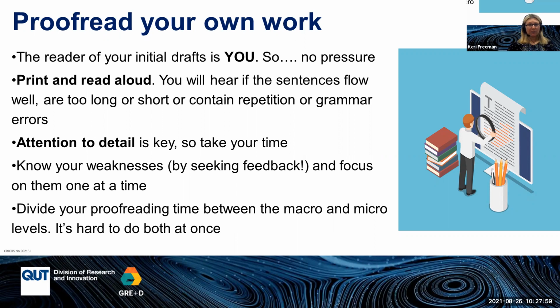When you're proofreading, you already potentially have a few ideas of your weaknesses, so you can focus on those. And as I said about your micro and your macro, your coherence and your cohesion, divide your time up. It's really difficult to do both at once. So perhaps look at the big picture first. Is everything flowing well? Is everything there that I need? Is the structure going well? Then you can look at the micro, the cohesion of your paragraphs individually.